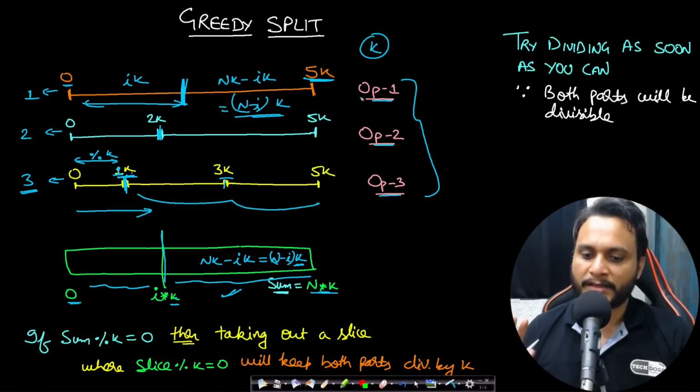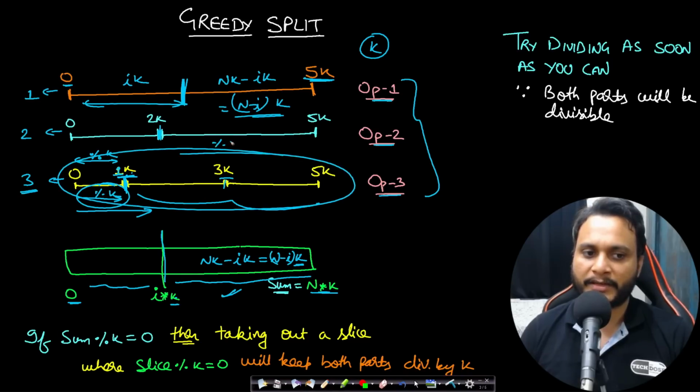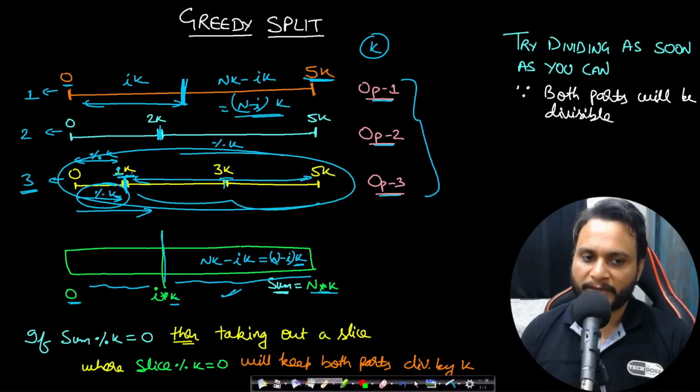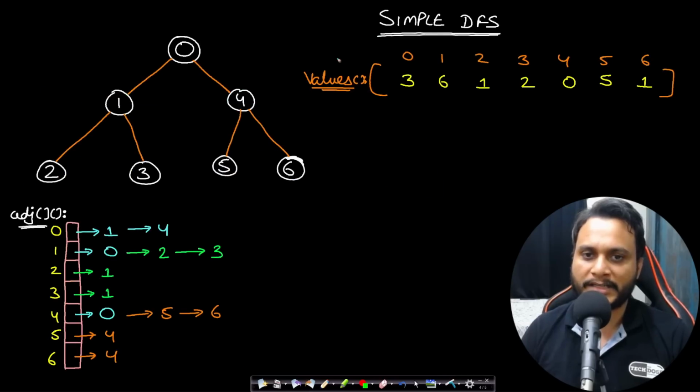The second thing is if I am dividing at a point, then I just have to keep a sum for the left side. If the sum on the left side is divisible by k, since I already know that the entire array is divisible by k, therefore the right side will always be divisible by k. Okay. So this is the main crux of the problem, and once you have understood this, let's see a dry run using a simple DFS approach.